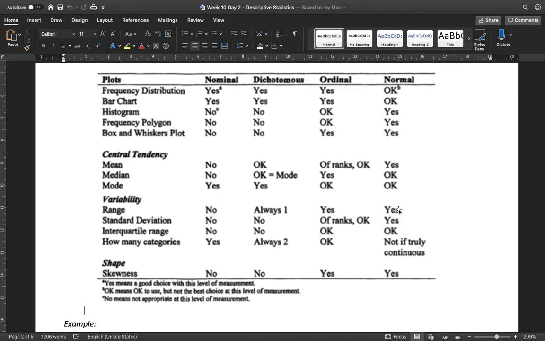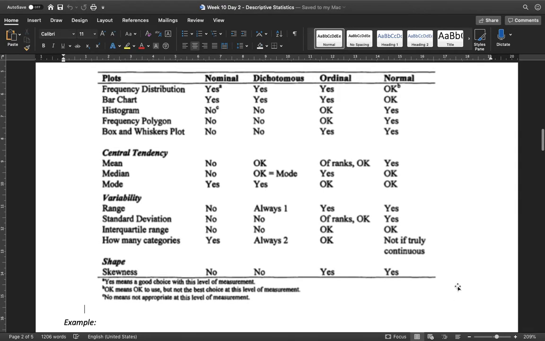Kasi pag range, susubtract mo lang eh. And it gives you the highest and lowest scores. Pero kay standard deviation, marami kang pwedeng i-interpret. Pwede mo pang i-interpret yan ng mas maigi pa gamit yung z-score kapag normally distributed siya. Interquartile range, magandang gamitin kapag maraming outliers.